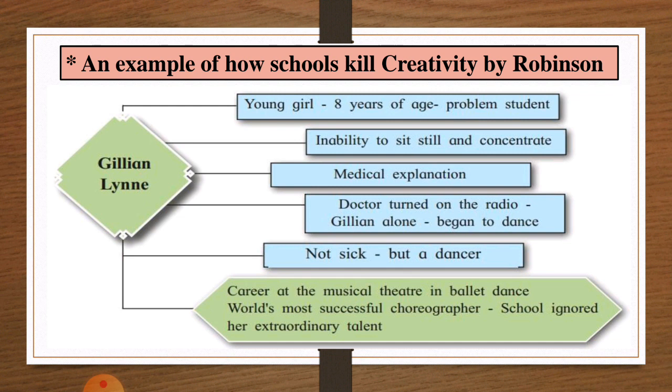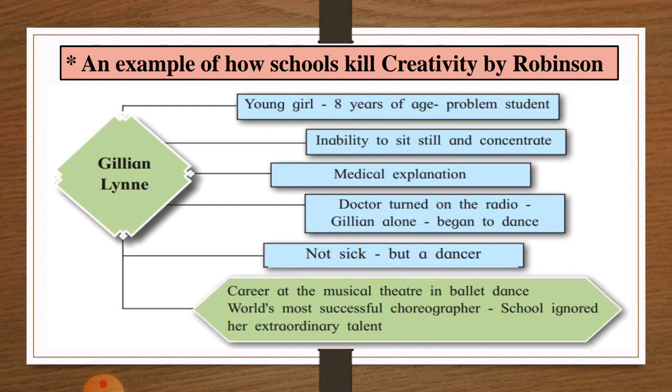This example deals with a young girl and her name was Gillian Lynne. At the age of 8, Gillian was considered a problem student by the school because she couldn't sit still and concentrate on her learning. And so her mother sought a medical explanation for Gillian's constant fidgeting and lack of focus. The doctor suggested to speak privately with her mother, so they left Gillian alone. But while leaving that room, the doctor turned on the radio.